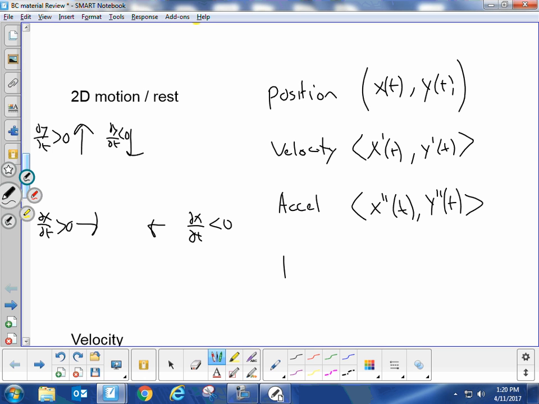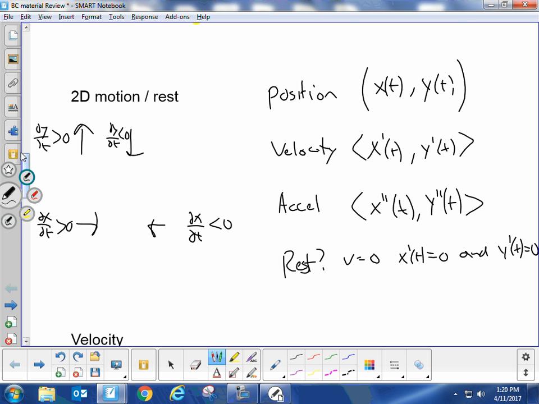If you are at rest, that means your velocity is equal to 0. Well, that means I can't be moving up or down or left or right all at the same time. So that means x prime has to equal 0 and y prime has to equal 0. You'll see some problems where they say, when is your velocity at rest? You have to set both your x prime equal to 0 and your y prime equal to 0.